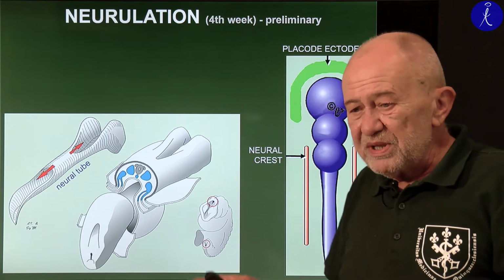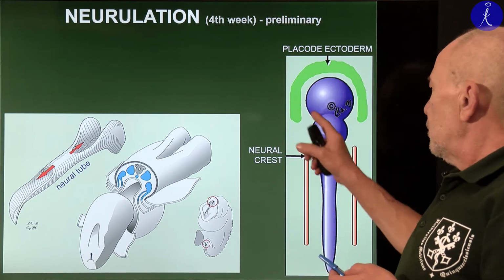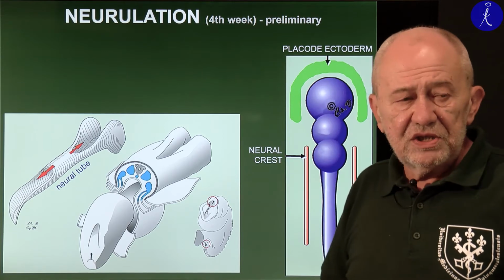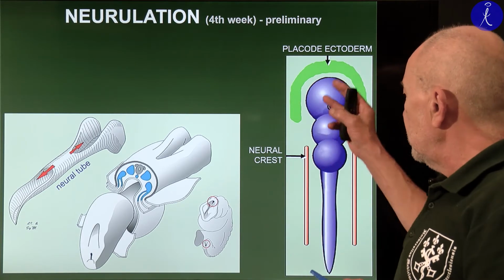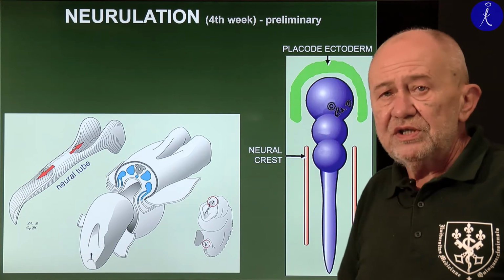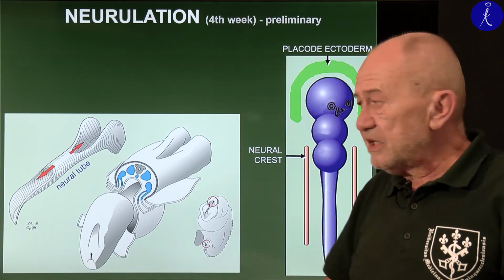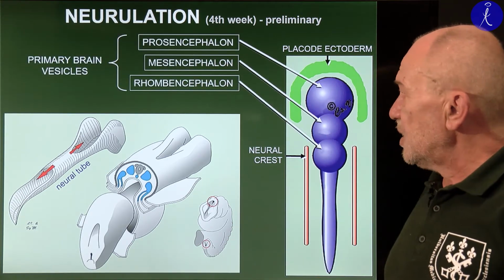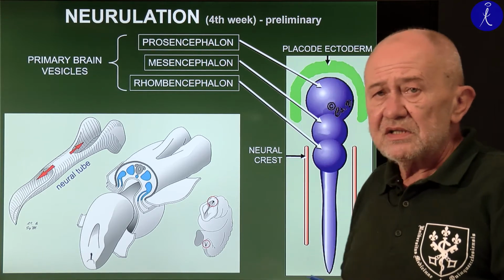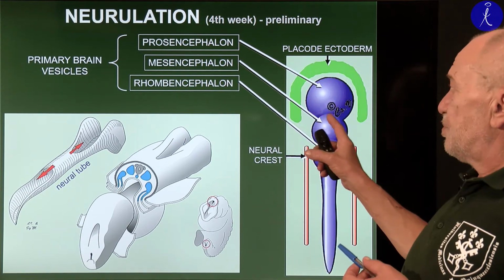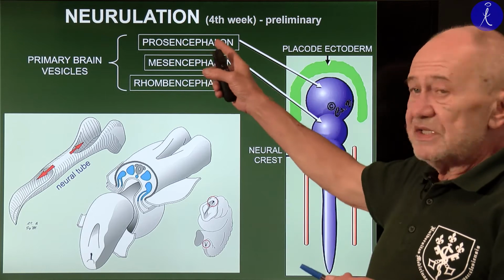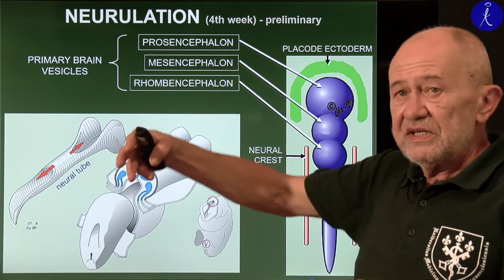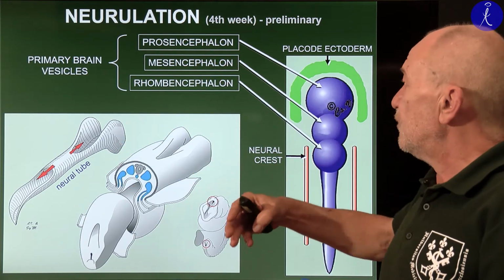The neural tube at the beginning has three consecutive enlargements at the cranial end. The continuation of it remains quite narrow. These enlargements are the primary brain vesicles. The first one is the prosencephalon. Encephalos is the brain. Pro means standing in front or being in front.